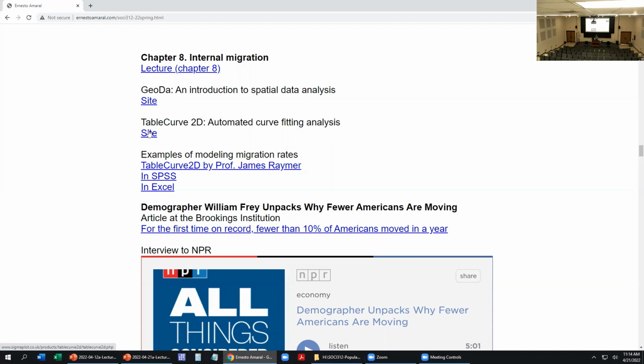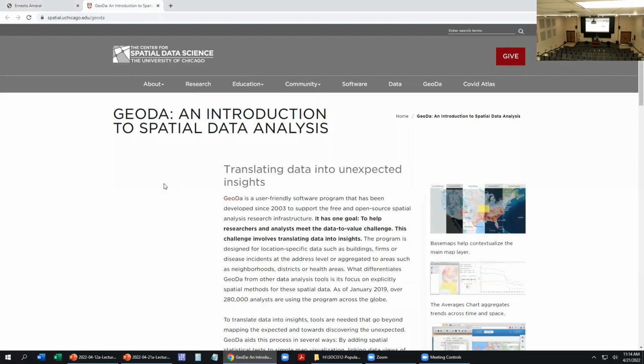I will also show throughout this lecture some examples of maps in which I try to see where internal migrants are located within the US. And for those maps, I use a GIS software, Geographic Information System software, called GeoDa. And GeoDa is a free software package. So you can just go to the website and download it, and it has a lot of information. All the manual information, how to use it, is available on their website.